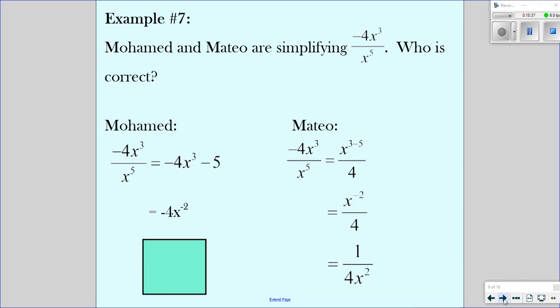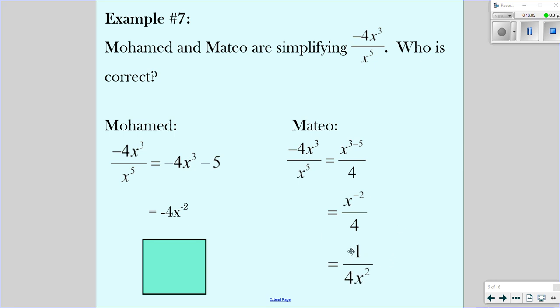Okay. All right, so we have an example where Mohammed and Mateo are simplifying negative 4 x to the third over x to the fifth. We want to know who is correct. So Mohammed did his work, and Mateo did his, and Mohammed got his answer, and Mateo got 1 over 4x squared. So who is right?